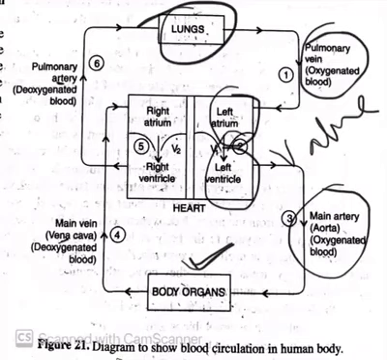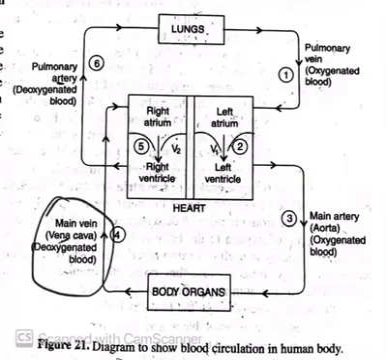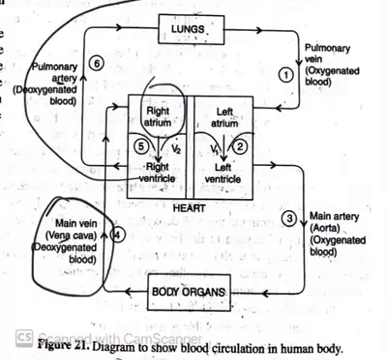Now this blood, which is no longer having any oxygen and is rich in carbon dioxide, has to be sent back to the heart. So this is accomplished by means of the main vein, that is the vena cava vein. So the superior and inferior vena cava take this deoxygenated blood to the right atrium. From the right atrium, this deoxygenated blood is pumped to the right ventricle, and from the right ventricle, it again has to go to the lungs by means of the pulmonary artery.